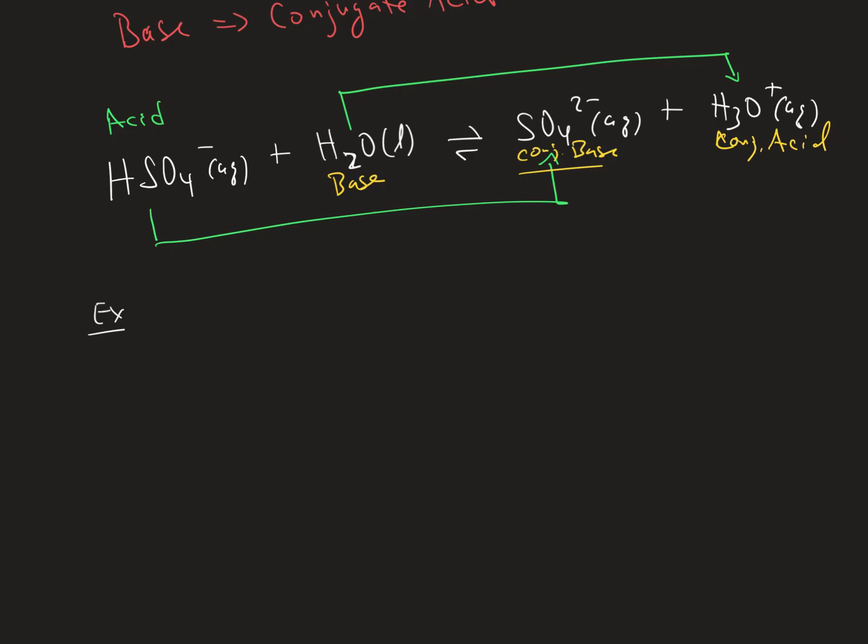So we have HCl plus NH3 gives us NH4 plus and Cl minus.